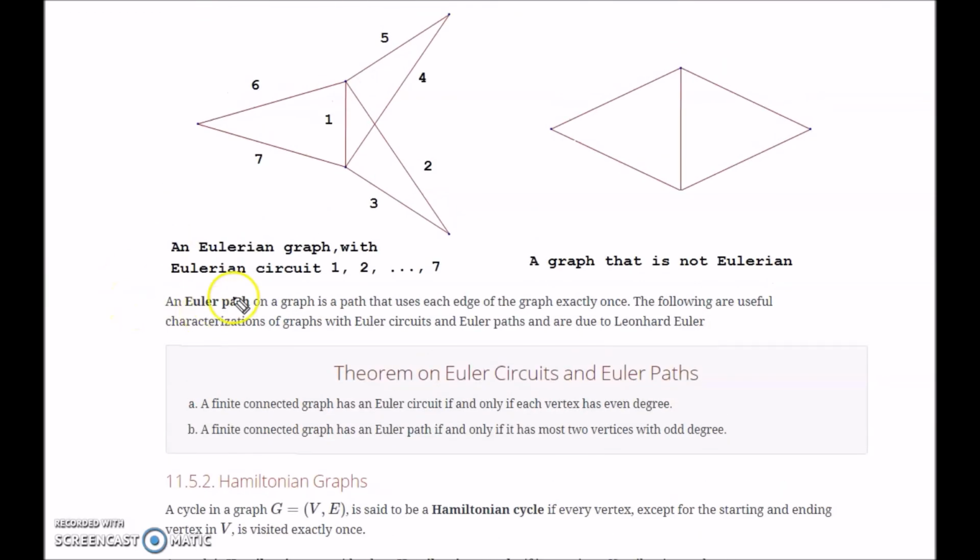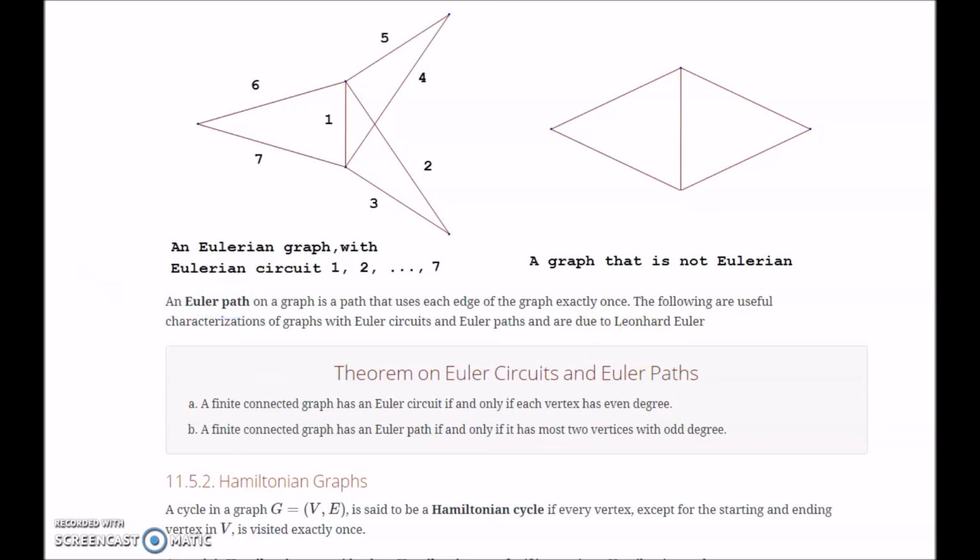And I think I forgot to mention this, but an Euler path on a graph is a path that uses each edge exactly once. It doesn't necessarily have to start and end at the same vertex.